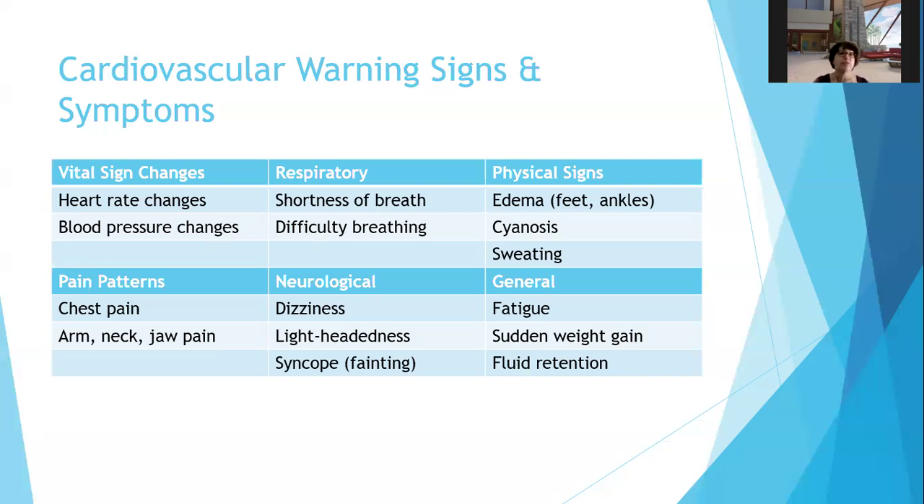Pain patterns, if somebody has chest pain or arm, neck, or jaw pain, it can be indicative of myocardial infarction. Neurological symptoms like dizziness, lightheadedness, and syncope, which is fainting, can be indicative of cardiovascular problems. So if your left ventricle is fibrillating and it's having difficulty with cardiac output, that can make you dizzy and lightheaded, and it can make you faint from cardiovascular shock.